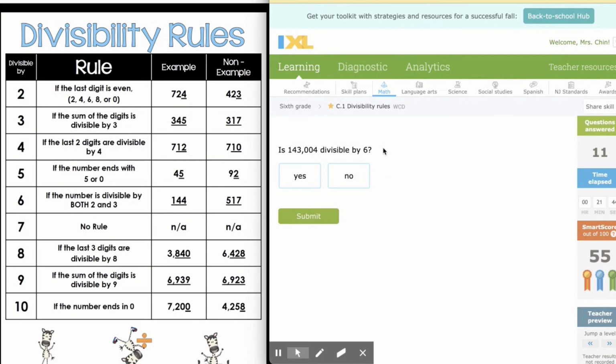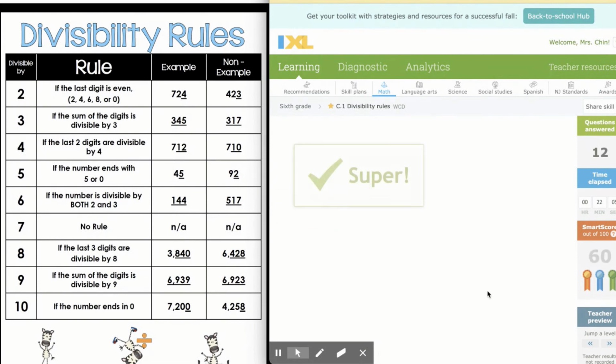Is this number divisible by 6? So the rule for 6, we have to check 2 and 3. It is even, so it checks off on 2. It needs to check off on 3 as well. And for 3, we have to add the digits. So 1 plus 4 is 5, plus 3 is 8, plus the 4 is 12. 12 is divisible by 3, so it checks off for both 2 and 3, which means that's a yes.